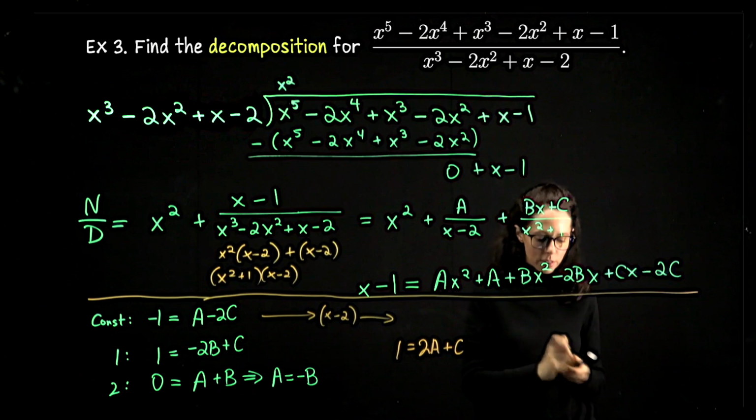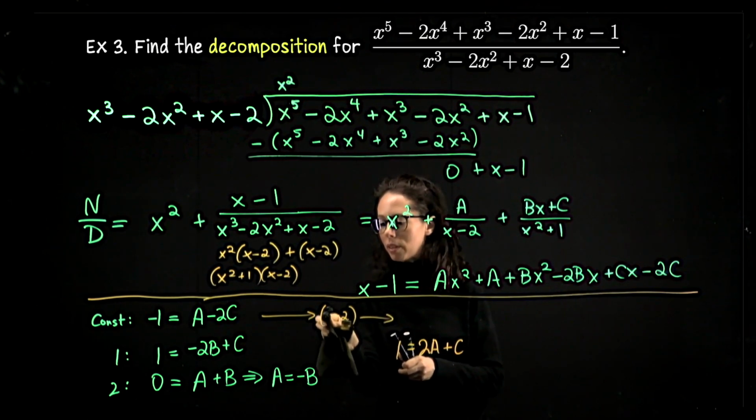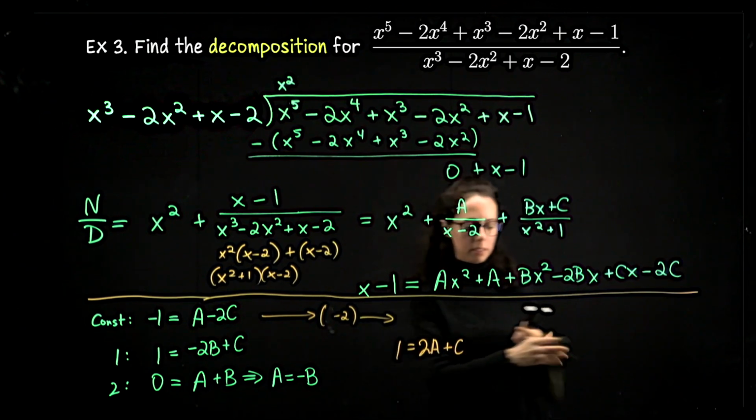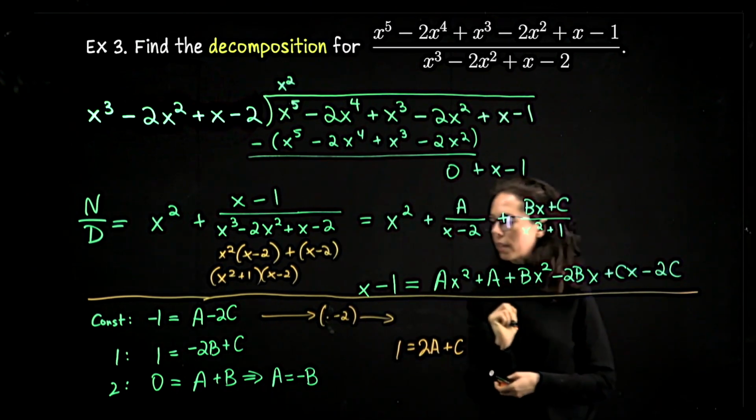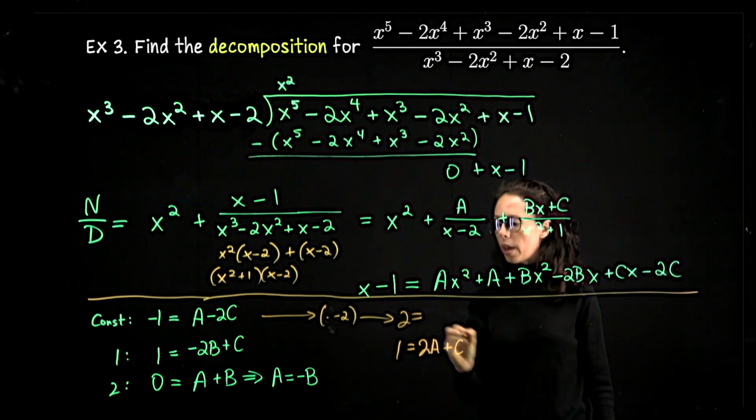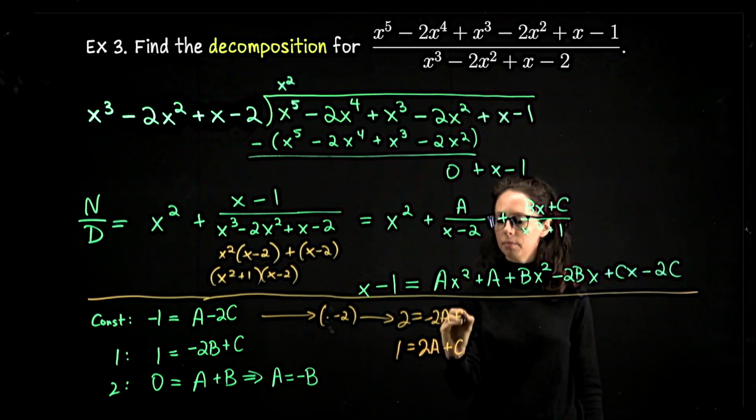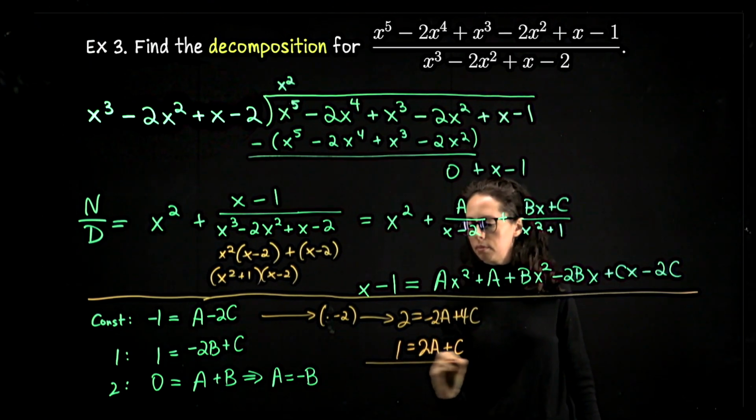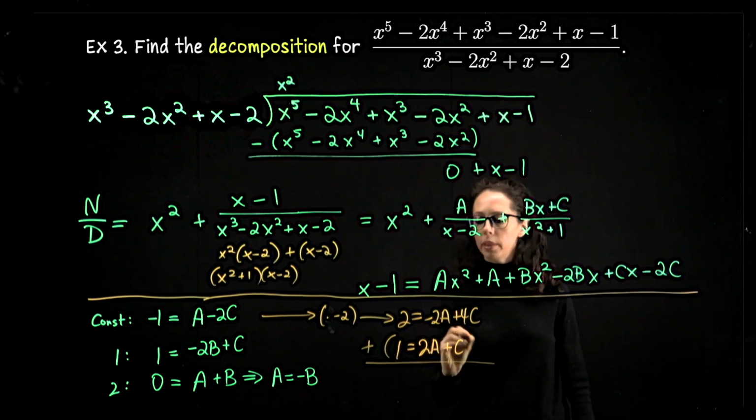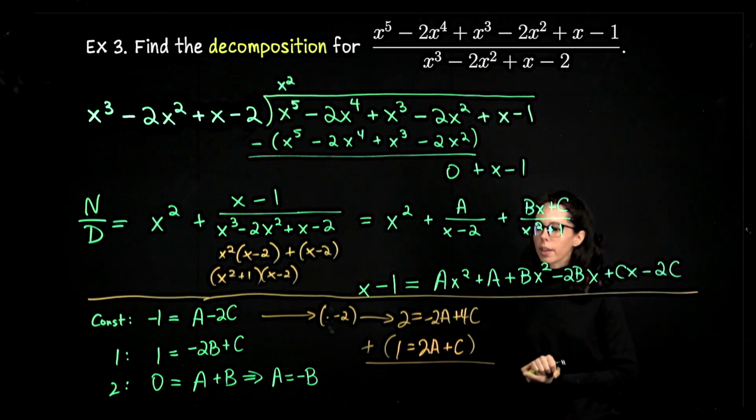Oh, it looks like x minus 2. Sorry. Trying to think how to write this so that it's clear what I'm doing, and instead I've made it really unclear. Times negative 2. Okay, so that's going to be 2 equals negative 2a plus 4c. I'm going to add these two together, but let me also just stop for a second and let you catch up in case what I just did was a little bit hard to follow.